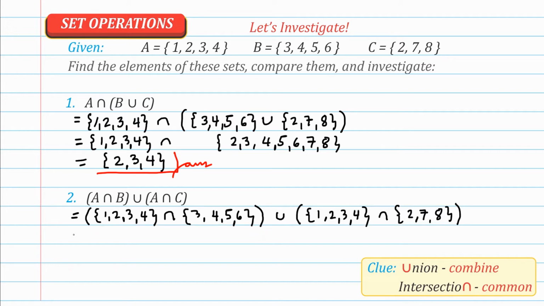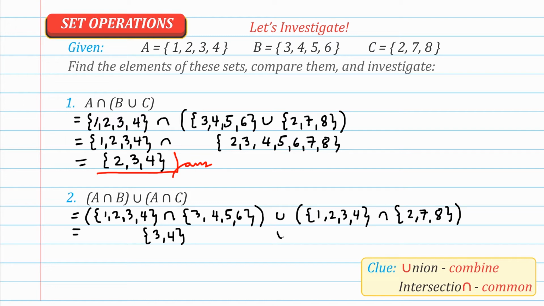So carefully again, let's try and solve this. Intersection means common. May common elements ba dito? 1, 2, 3, 4, 3, 4, 5, 6. 1 is not common, 2 is not common, but 3 and 4 are. So ito, the elements are 3 and 4. So done. Okay na tayo sa common.